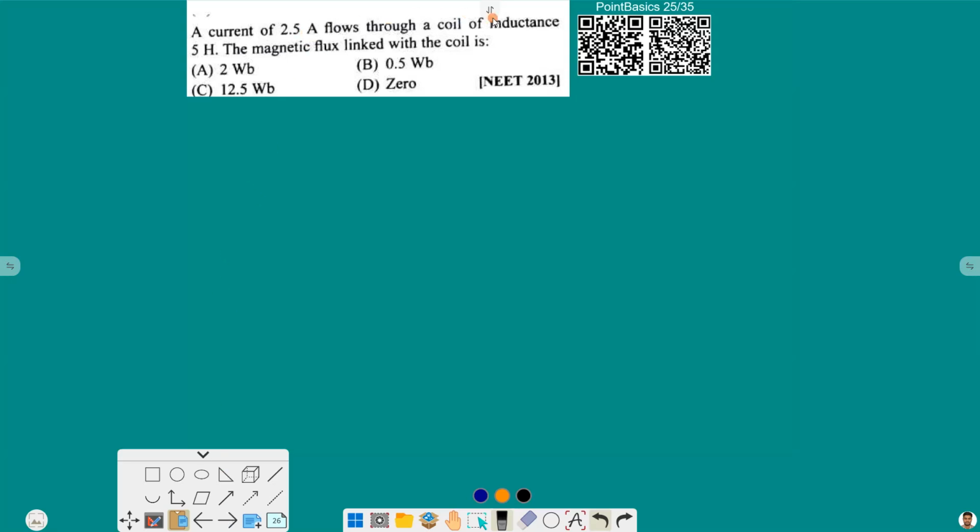For a given coil of inductance 5 Henry, we have to find the magnetic flux linked with the coil, and that flux is given by phi is equal to L times I. So L is 5 and I is 2.5, so it will be 12.5 Weber. Option C. Next one.